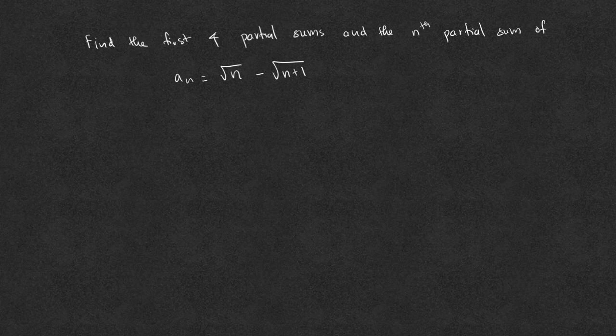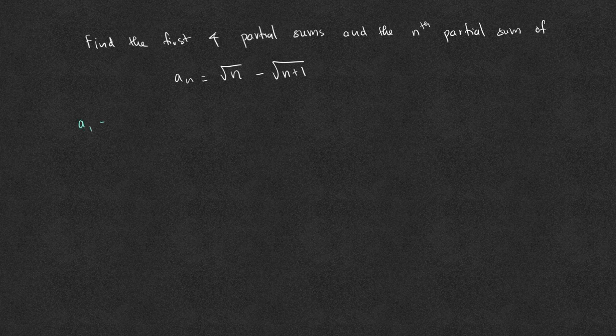Find the first four partial sums and the nth partial sum of the sequence a sub n equals the square root of n minus the square root of the quantity n plus 1. To find the first four partial sums, we would need to know the first four terms in the sequence.